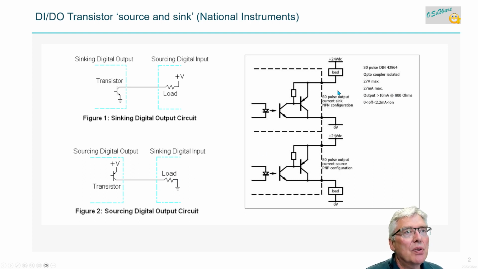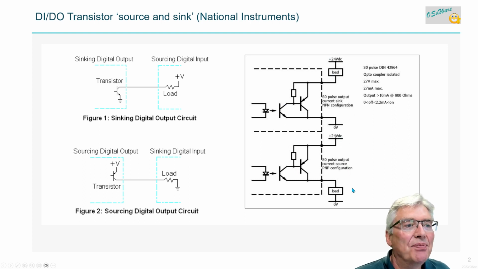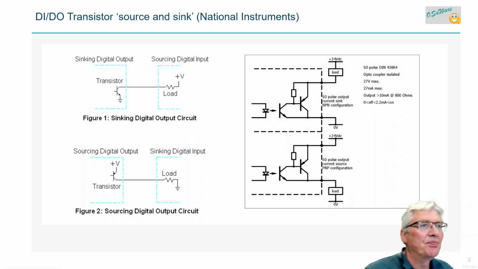And here is for an output, where we have a load. These are outputs, so it depends upon where you put the load. Here's the load, and then you have to sink it. And here's the load down here, and you supply the power. Sinking and sourcing: current sink, current source. That was for digital input and digital output, transistor, source and sink.